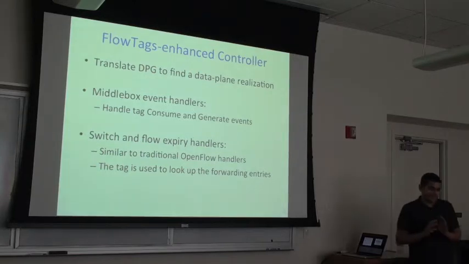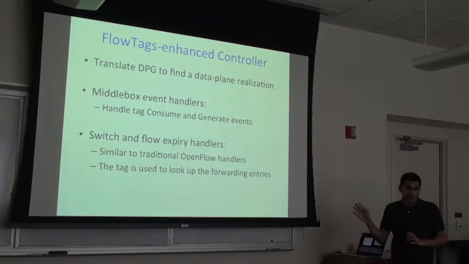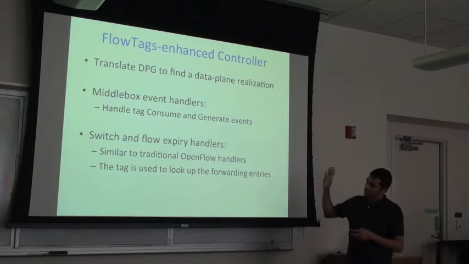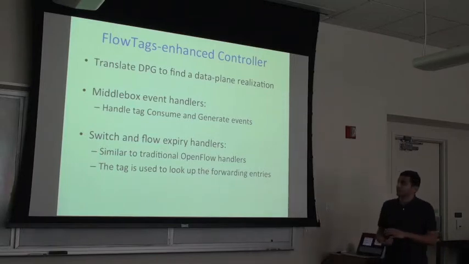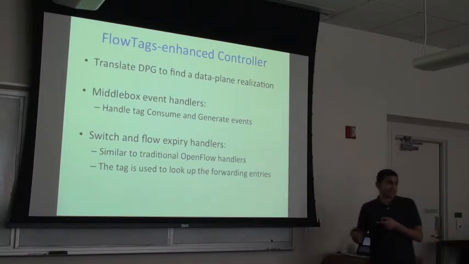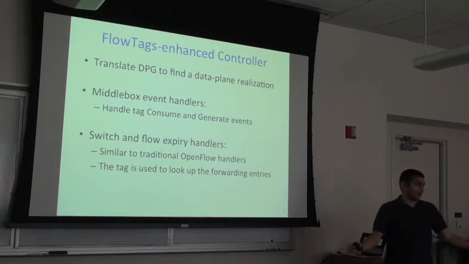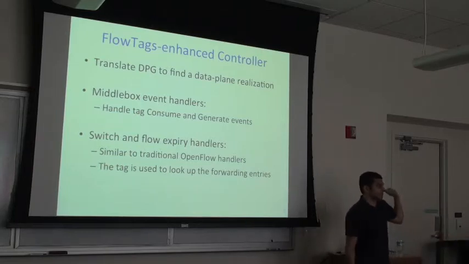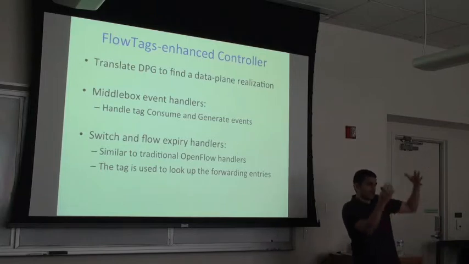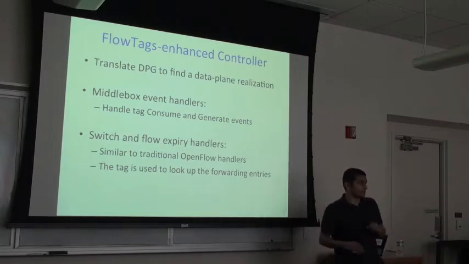So what the FlowTags-enhanced controller needs to do is, it's a reactive controller, and that's something we're trying to fix. What we know how to do is a completely reactive system. So first it has to translate this dynamic policy graph into an actual data plane realization. And here we can use something like what we did in SIMPLE to translate this policy into an actual physical data plane set of flow rules.